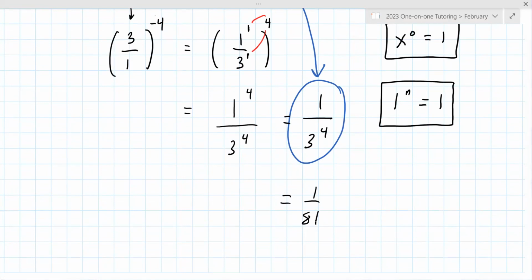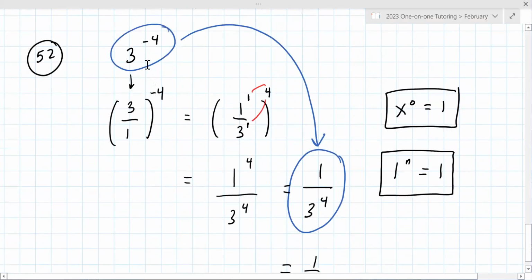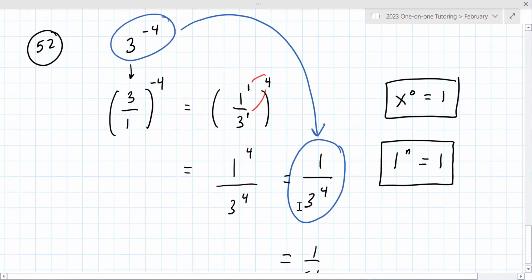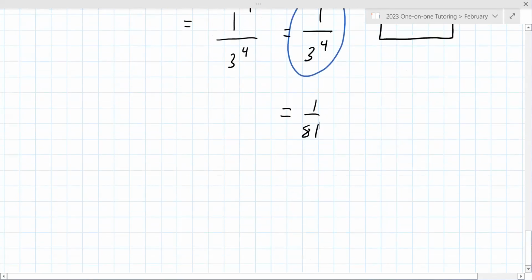So if you've got this down, you're allowed to go from this top to this bottom. You don't have to do all these intermediate steps, but you have to understand what is going on here. It's just the 3 becomes 1/3 because 3 is really 3 over 1. You flip it and so on. So let me give you one like this.